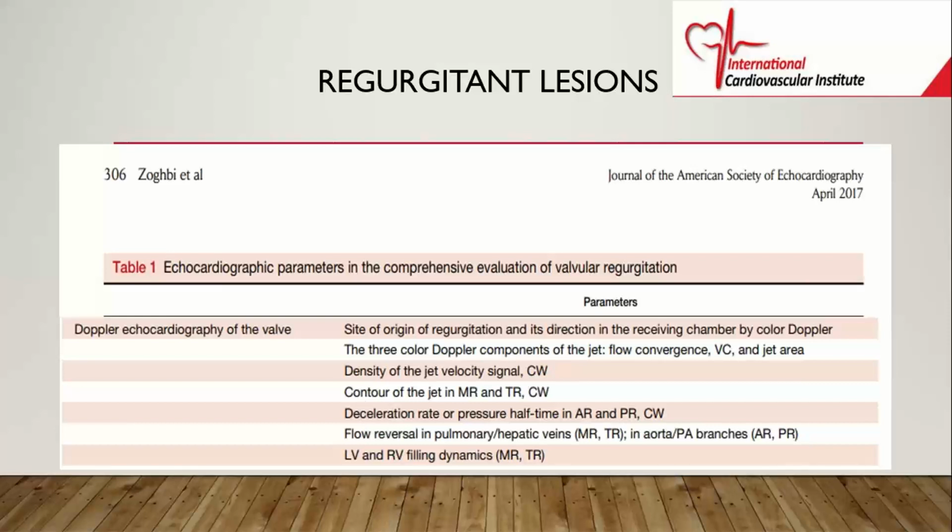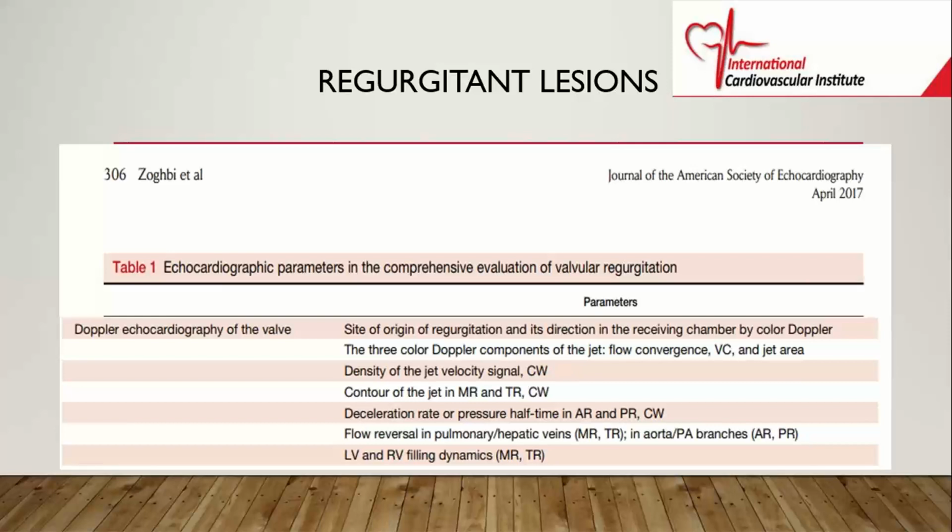Then you're going to look at your Doppler. The Doppler will give you information as to the site of the regurgitation and its direction in the receiving chamber. Remember, that's very important. We talk about the wall impinging jet, the Coanda effect. So look at your Doppler. Your color flow Doppler is probably one of the best tools to fully evaluate, and not only fully evaluate, but to determine the severity of your regurgitation.